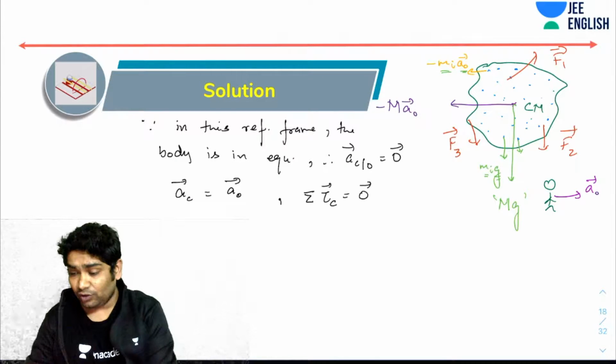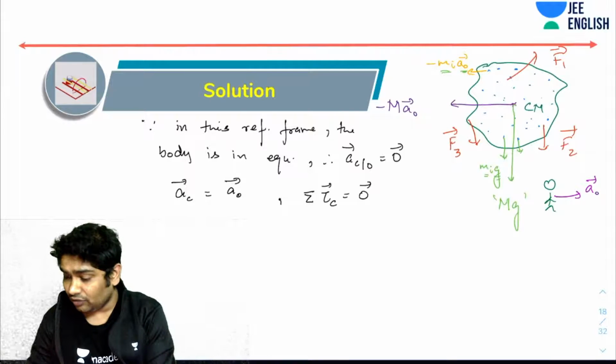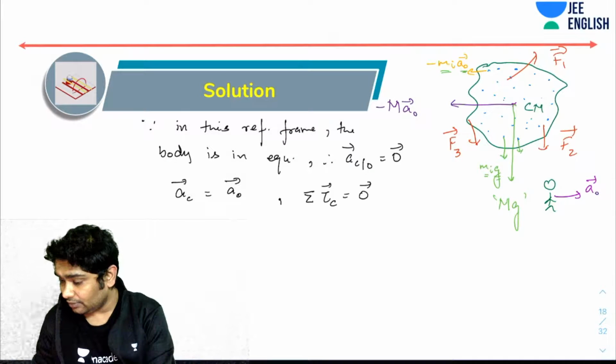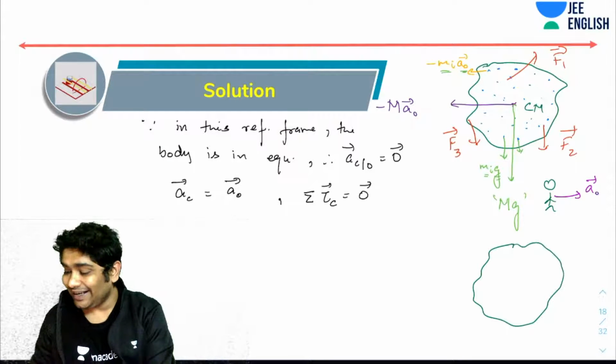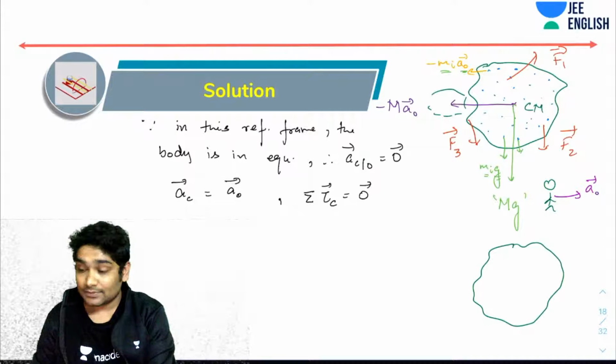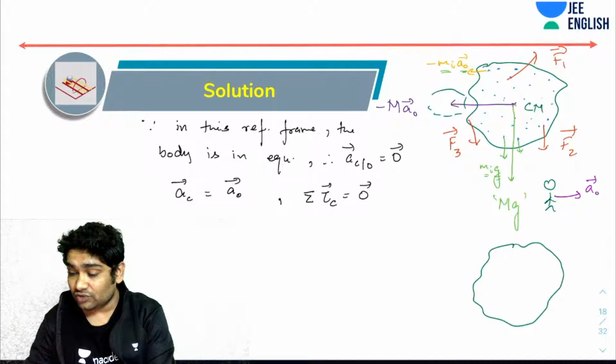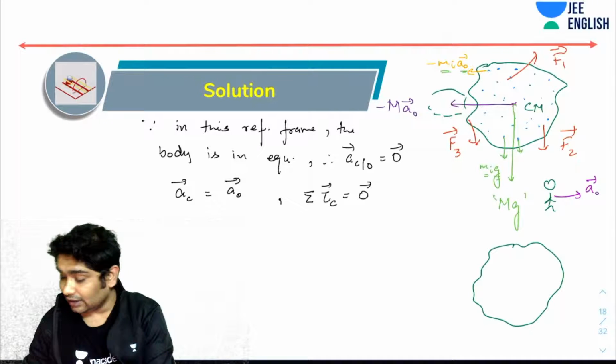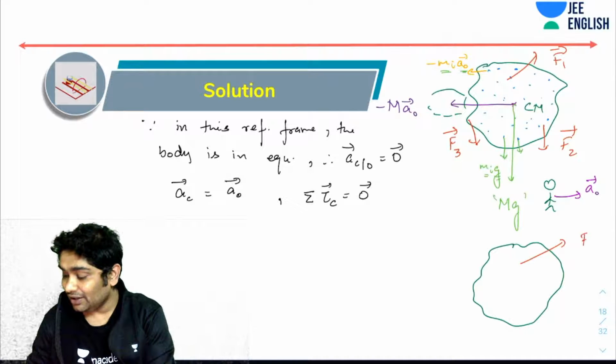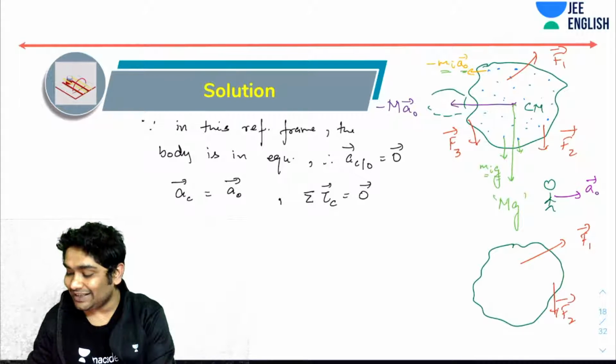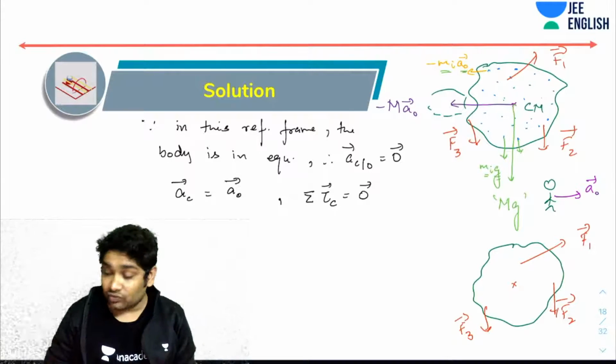So in the ground frame, you would have seen the same body, except for this force, all other forces would have remained, right? Except for this force, all other forces would have just remained like that. So if in this reference frame the net torque of all these forces about the CM is 0, then you realize in the ground frame also, this will be true.